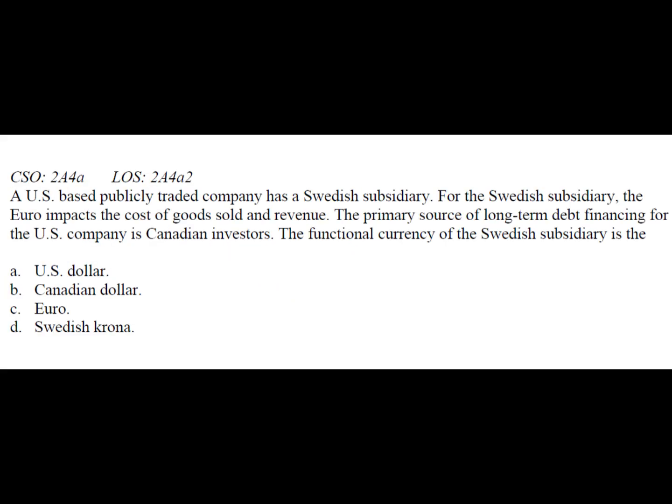This question tests the concept of functional currency under foreign currency accounting standards, such as ASC 830 under US GAAP and IAS 21 under IFRS.